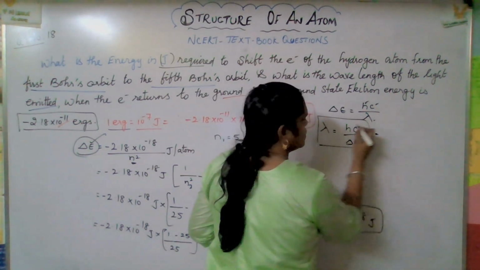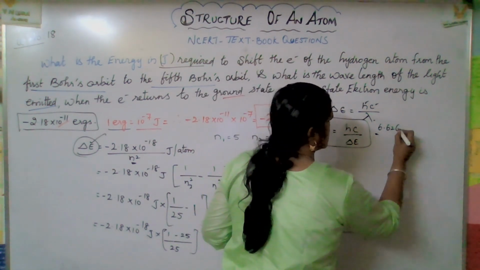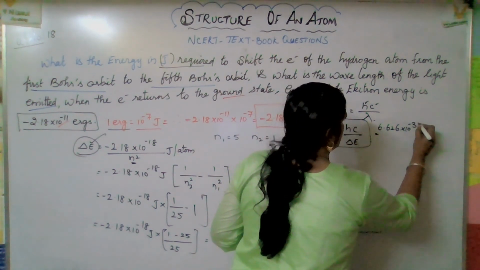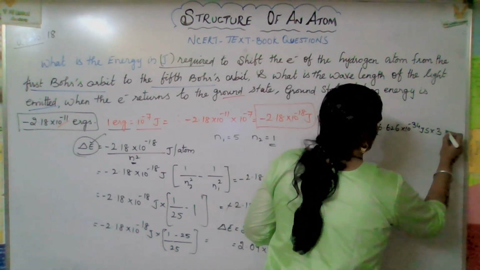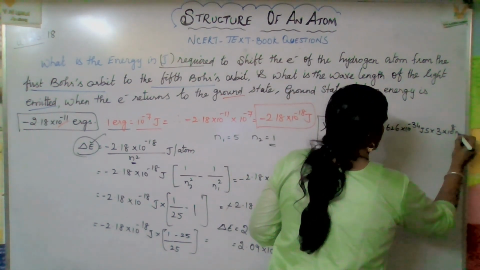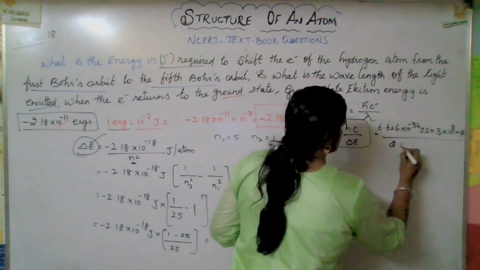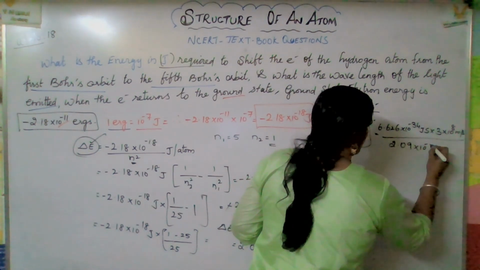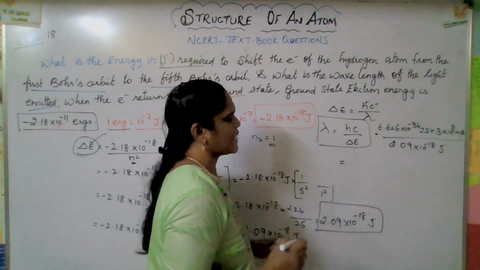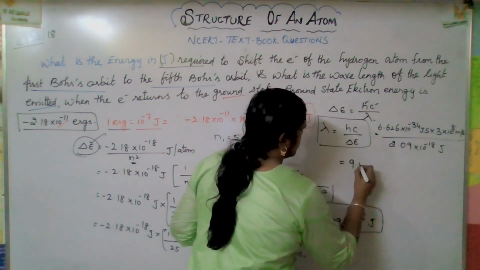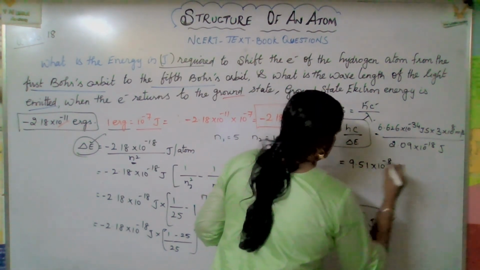So what is it? h, Planck's constant, 6.626 into 10 to the power of minus 34 joule second, into c value, 3 into 10 to the power of 8 meter per second, divided by delta E, 2.09 into 10 to the power of minus 18 joule. Now, what is the value you are receiving while calculating this? 9.51 into 10 to the power of minus 8 meter.